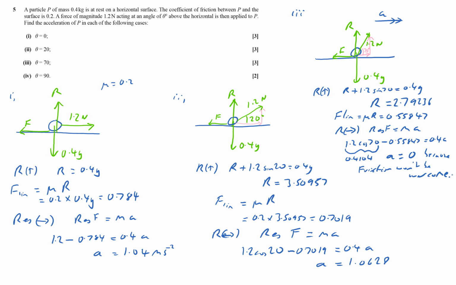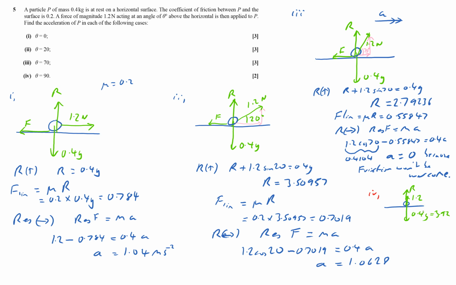And finally, part 4. I'm going to do it in red because it's going to get a bit squished here. I'll draw the picture as usual. We've got the weight coming straight down there, which is 0.4g. We've got the normal contact force going up. We've got 1.2 going straight up. Therefore there's no friction because there are no forces going horizontally, and I need to see if it might take off. So I just need to work out what we've got, and 0.4g equals 3.92.